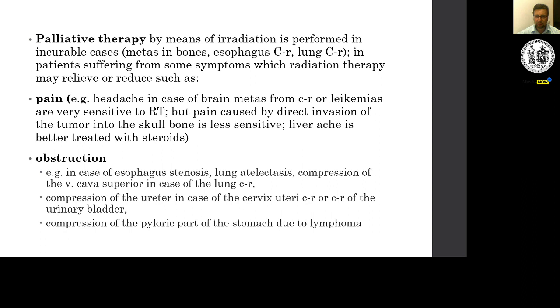Palliative therapy by means of irradiation is performed in incurable cases, for example, in case of metastasis in bones, esophageal cancer, lung cancer, in patients suffering from symptoms which irradiation therapy may relieve or reduce, such as pain, for instance headache in case of brain cancer metastasis, but pain caused by direct invasion of the tumor into the skull bone is less sensitive to such kind of therapy.